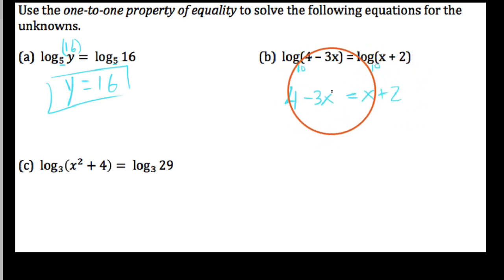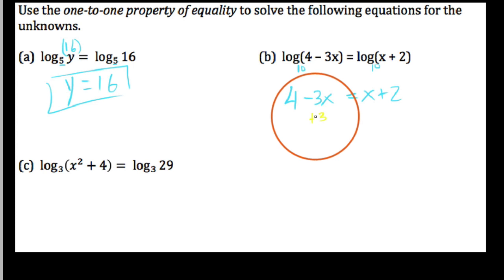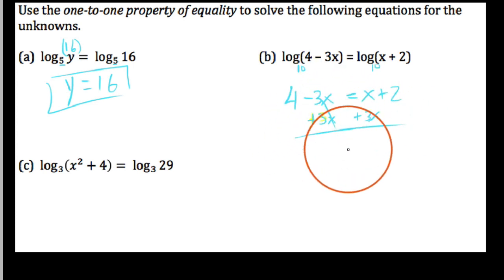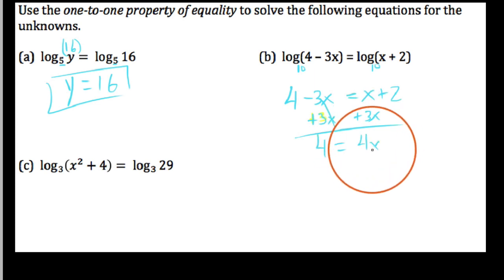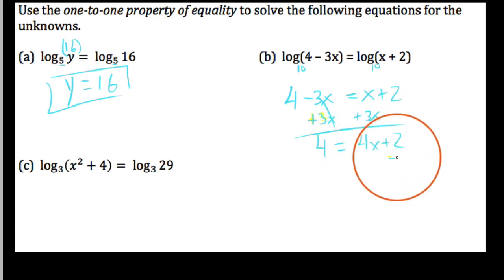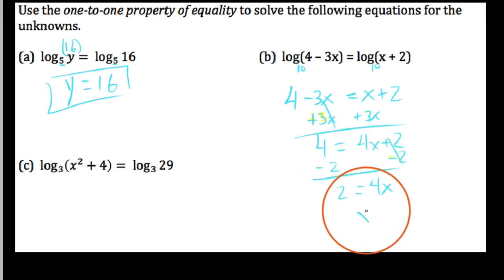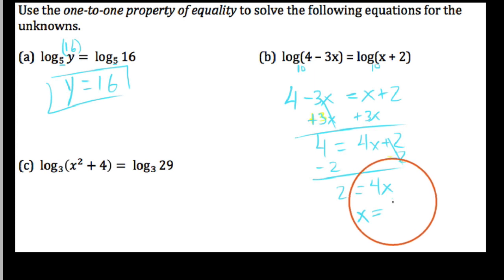So let's go ahead and solve this Algebra 1 equation. Add 3x to the right side, so we get 4 equals 4x plus 2. If we subtract 2 from both sides, then we get 2 equals 4x. So it follows that x is 2/4, or a half.